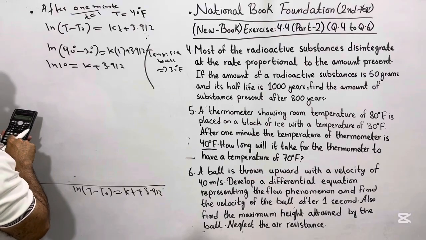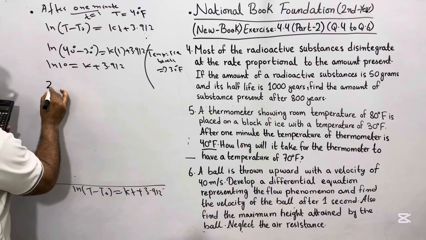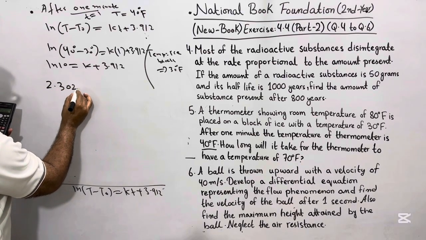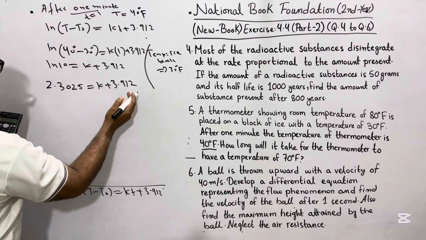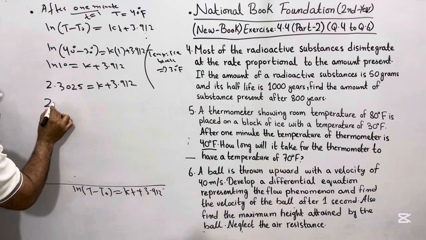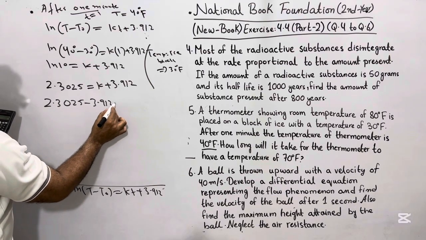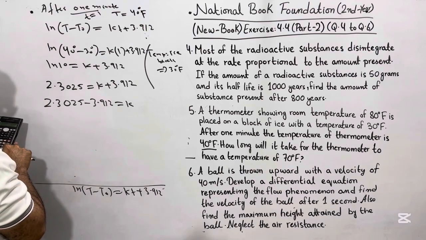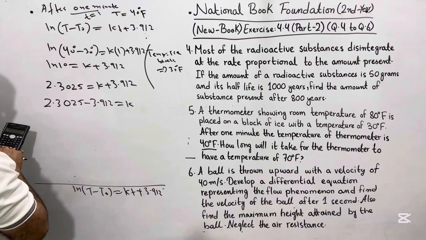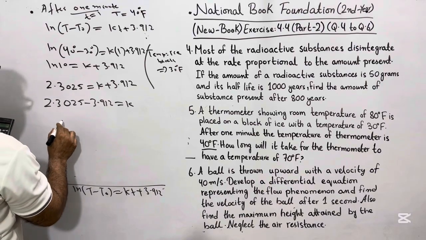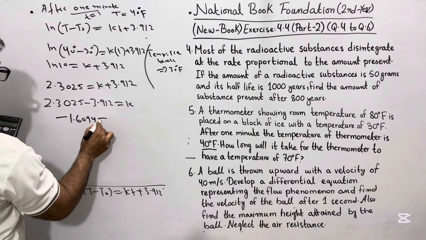ln 10 is 2.3025, equal to K plus 3.912. Shift this quantity to the left, making it negative. 2.3025 minus 3.912 is the value of K. We are left with negative 1.6094. That's the value of K.